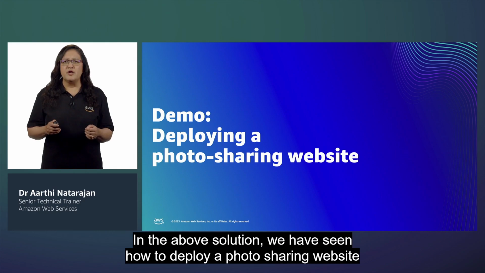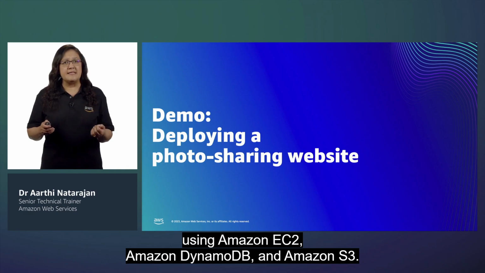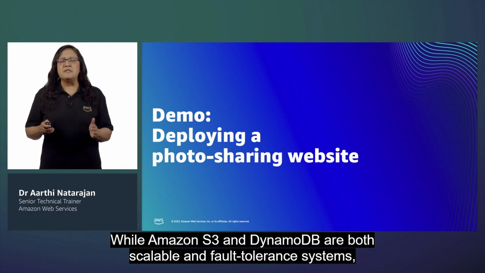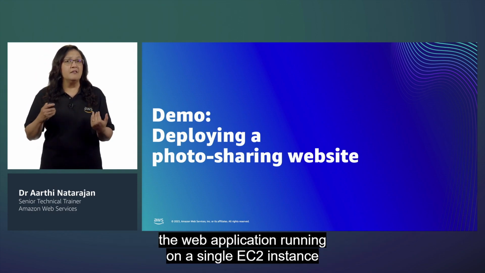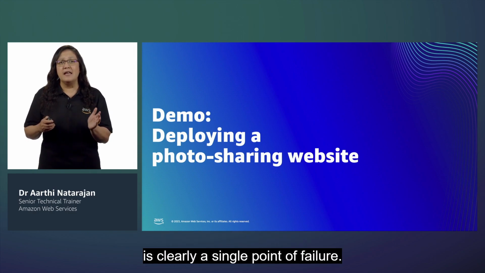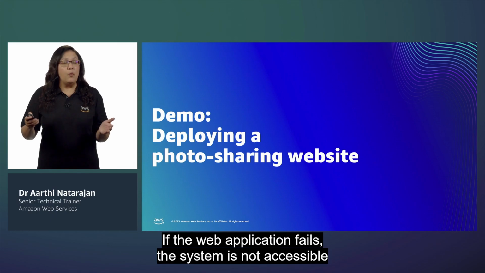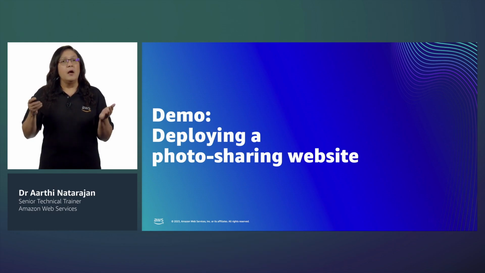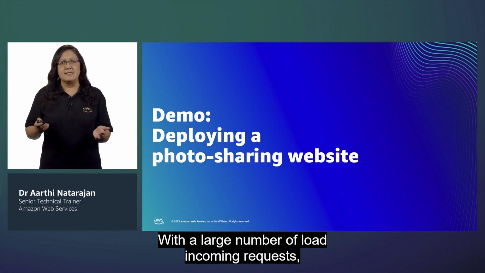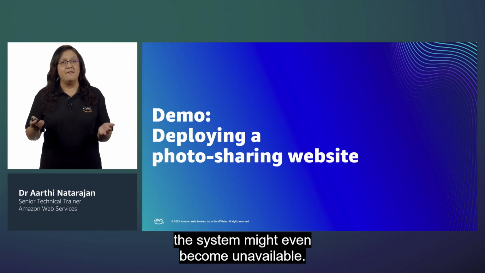In the above solution, we have seen how to deploy a photo sharing website using Amazon EC2, Amazon DynamoDB, and Amazon S3. While Amazon S3 and DynamoDB are both scalable and fault-tolerant systems, the web application running on a single EC2 instance is clearly a single point of failure. If the web application fails, the system is not accessible and cannot recover and remains a bottleneck. With a large number of incoming requests, the system might even become unavailable.